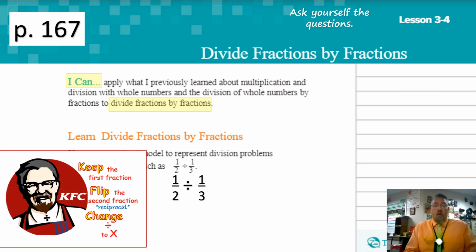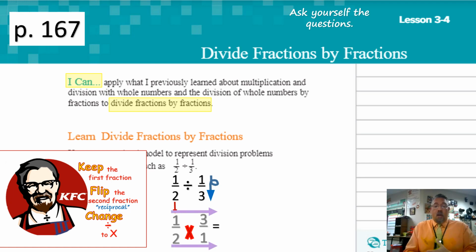I go through my process of KFC. I keep my first fraction of 1/2. I flip my second fraction, that's finding its reciprocal, which is 3/1. And then my division, I simply change to multiplication. And now that I have a multiplication of fractions question, I ask myself, can I multiply fractions? Yes. What's my first step? I simply multiply across. Then I can simplify or convert if I need to.